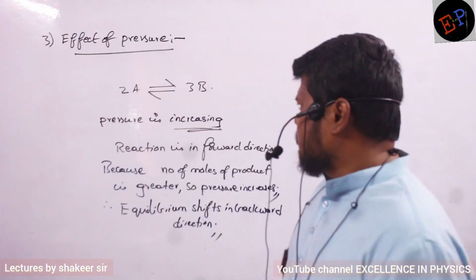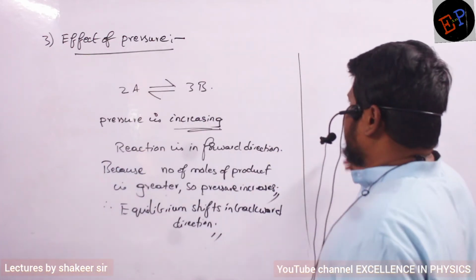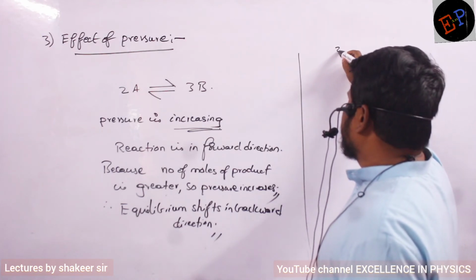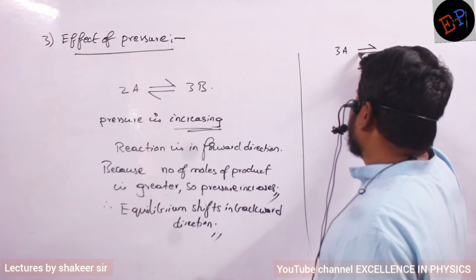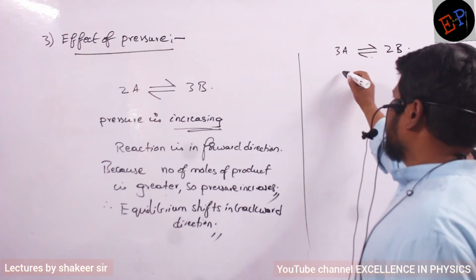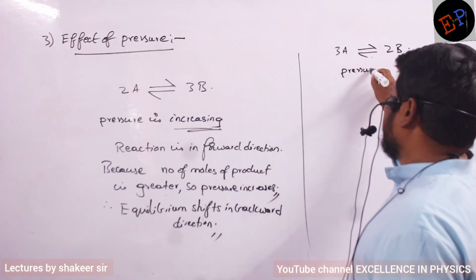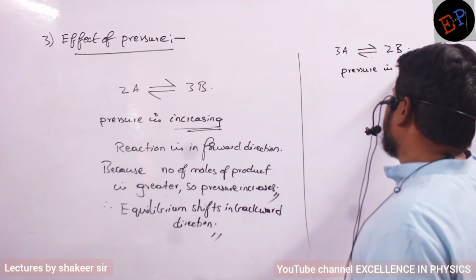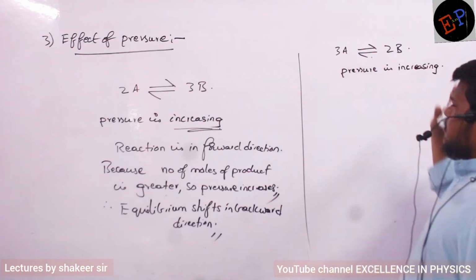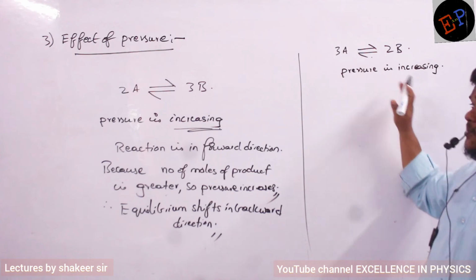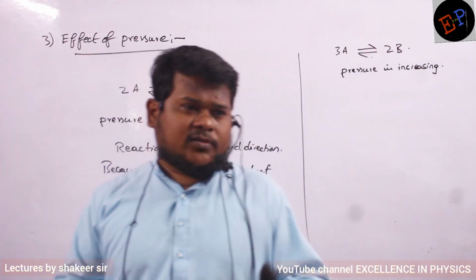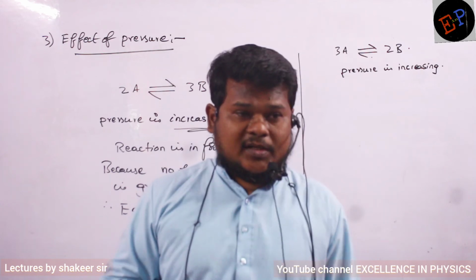Now let us take one more example. Clear? For example, if I write reaction like this, so 3A to B. Now this is the reaction. Okay? So here I write pressure is increasing. Then what do you understand? So actually, if reaction should go in forward direction, that is 3A should convert into 2B, then it means the number of moles is reducing, no? Then pressure should decrease. Are you able to understand, ma?